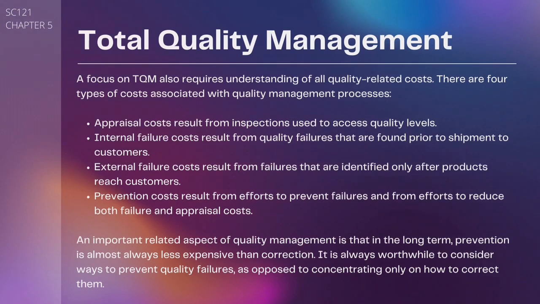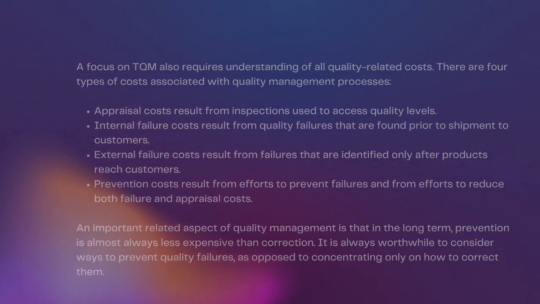There are 4 types of costs associated with quality management processes. Appraisal costs result from inspections used to assess quality levels. Internal failure costs result from quality failures that are found prior to shipment to customers. External failure costs result from failures that are identified only after products reach customers. Prevention costs result from efforts to prevent failures and from efforts to reduce both failure and appraisal cost.